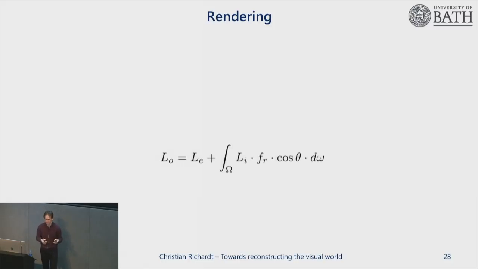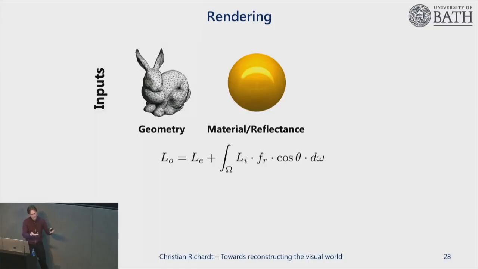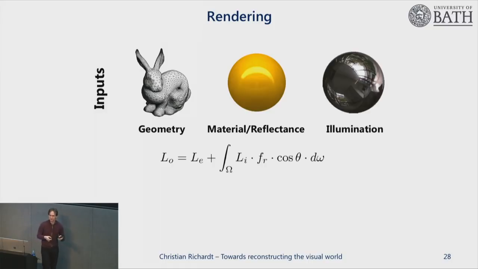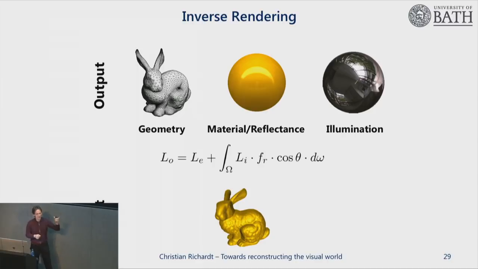So you might be aware that in rendering you can formulate everything theoretically using the rendering equation, where you have as inputs some geometry, you have some material or some reflectance, and then some illumination. And you can combine all of these to create a rendering, create an image of a virtual object. An inverse rendering, then, is just inverting these. So we want to go from a single image, ideally, and reconstruct the geometry, the material, and also the illumination.